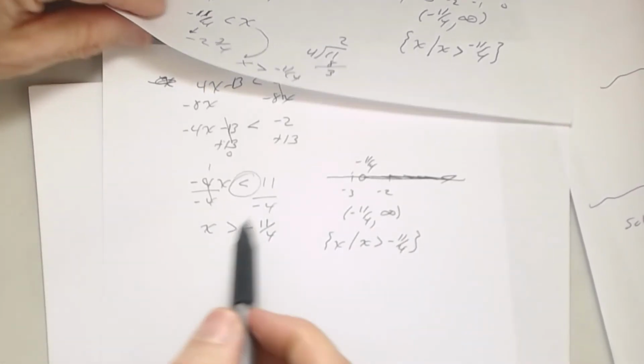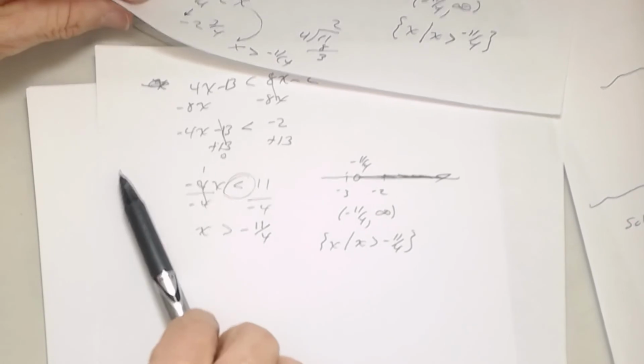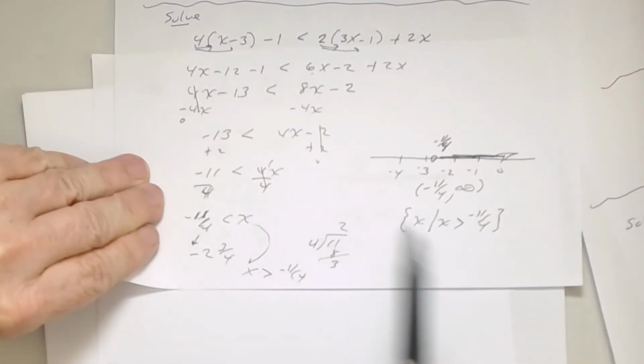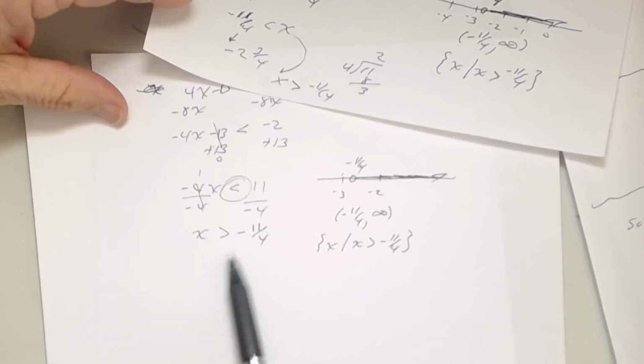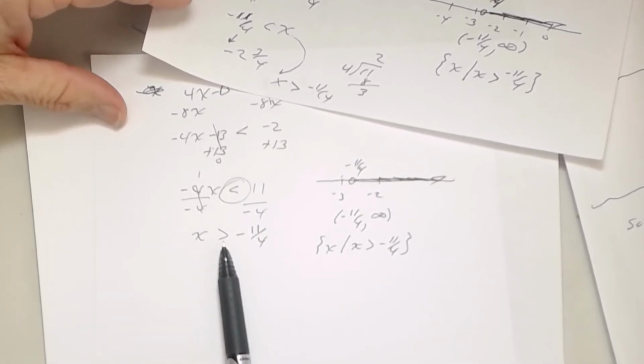All right, so that's what you would have if you had brought the variables to the left instead of to the right. For some students, though, it's easier to bring the variables to the left. They don't get confused with this inequality symbol.